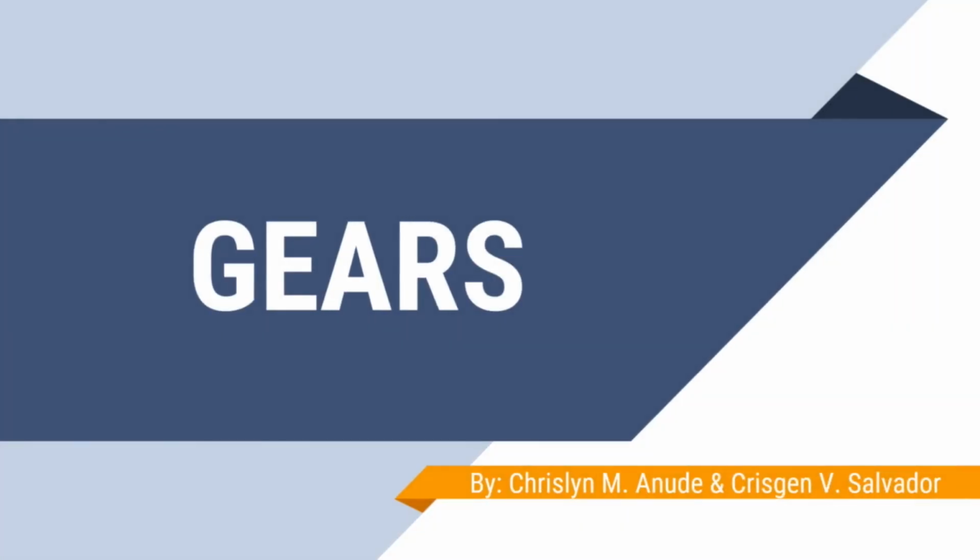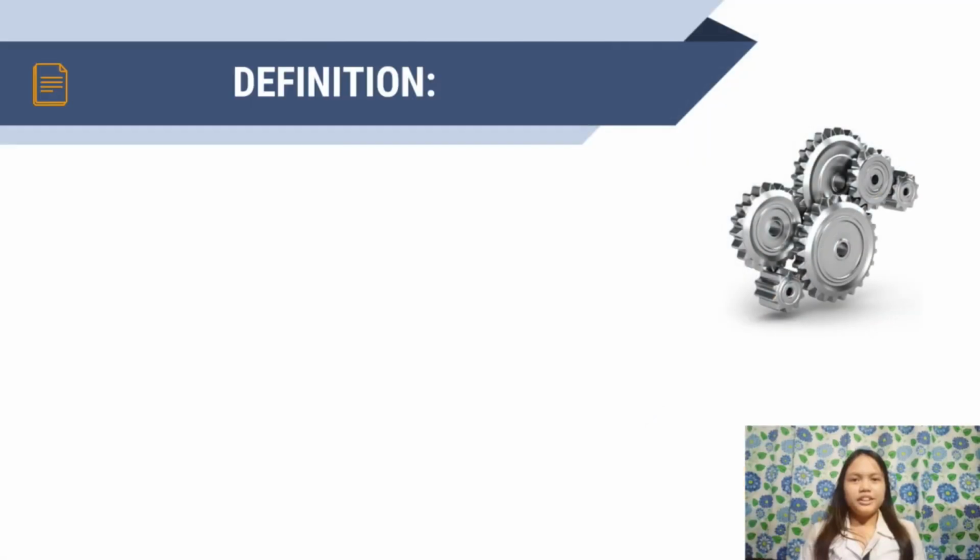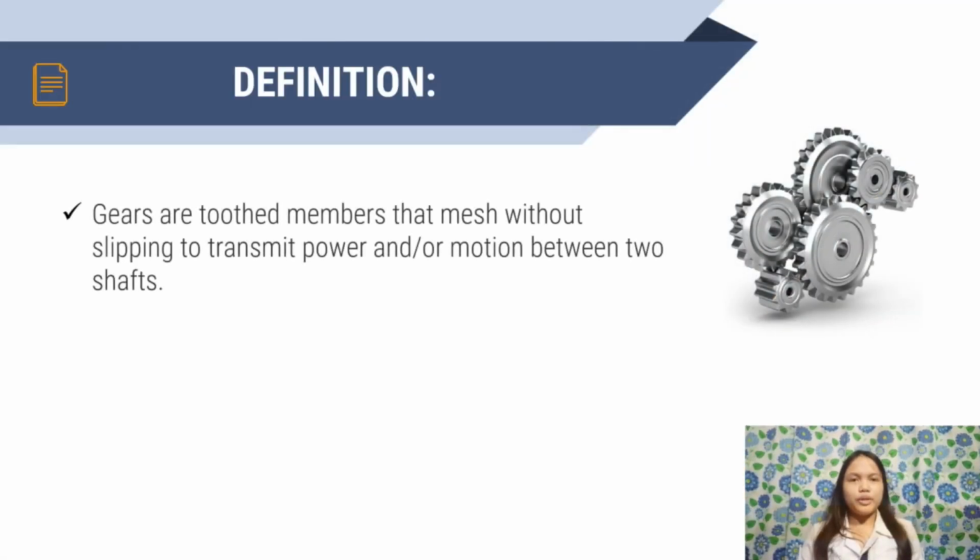Good day. Today, we are going to discuss gears. Gears are tooth members that mesh without slipping to transmit power and/or motion between two shafts. A gear is a toothed wheel that engages another toothed mechanism to change speed or the direction of transmitted motion.